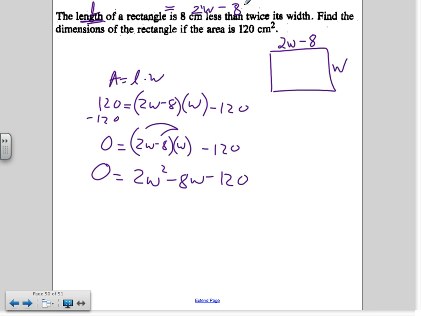Is that a perfect square? No. But you forgot to take out your GCF. Is there a GCF? What's the GCF? 2. So if you take out 2, what do you have left? W squared minus 4W minus 60. And notice the reason I can just go ahead and ignore the 2 is because when you divide both sides by 2, you get rid of it. But I'm just going to show you here. Fine, you can just take out the 2 by dividing.